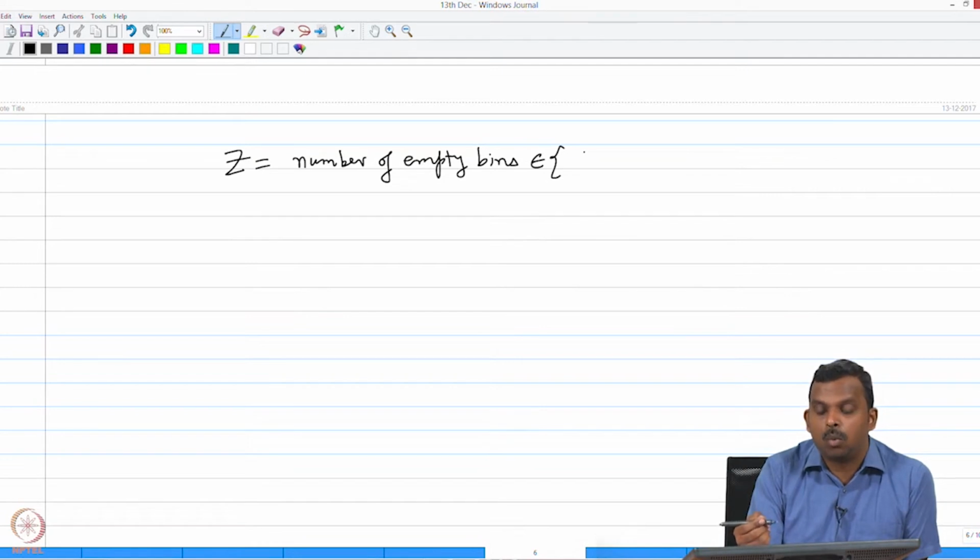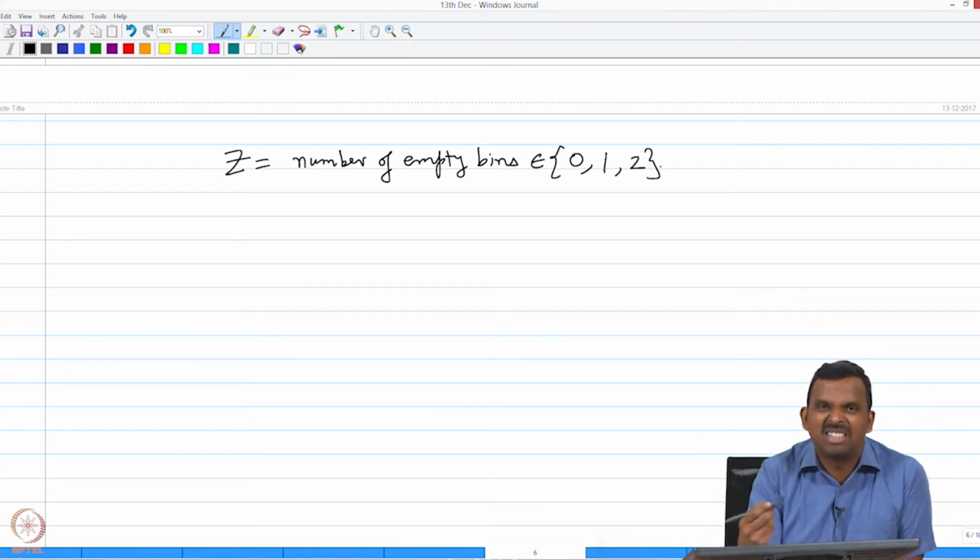Now, it is easy to say what values this Z will take. It could be 0, there could be no empty bins, that is possible, or there could be exactly one empty bin. Okay. The other 2 are occupied, only one bin is empty, or you could have 2 empty bins, and that is it. You cannot have 3 empty bins, right. So, one bin at least will have all the balls. So, you can have exactly 2 empty bins, exactly one empty bin, or no empty bins.